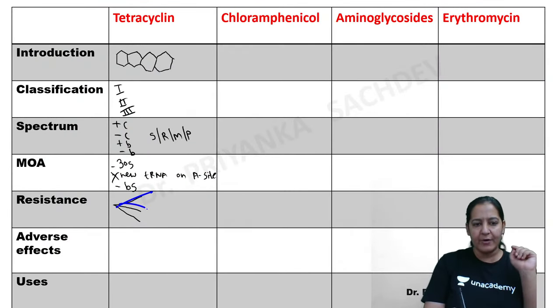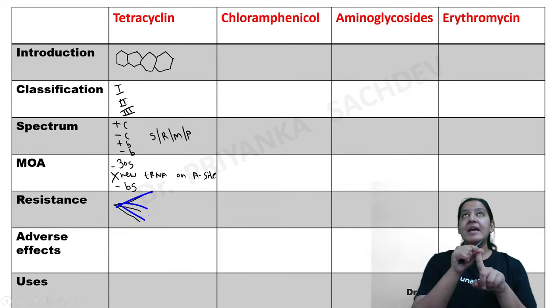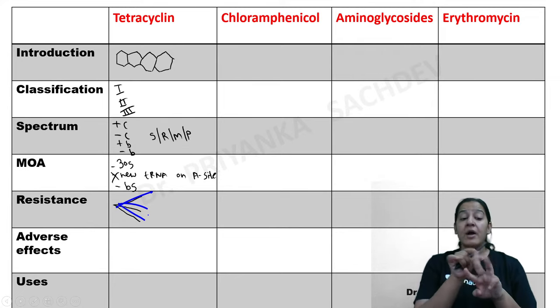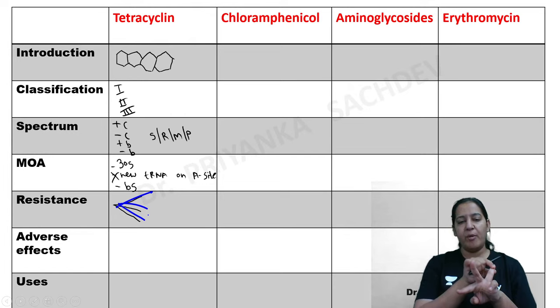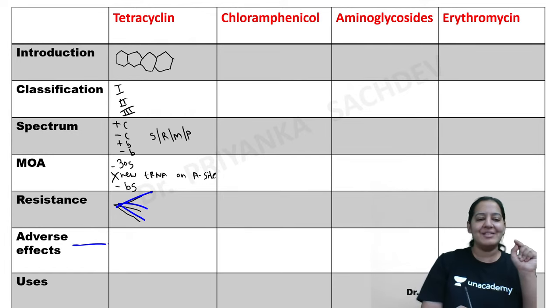I have marked three arrows here. You write down the three mechanisms. Write down first, decrease influx and increase efflux. Second, protective covering around the ribosome. Third, enzyme formation which degrades the tetracycline, the tetracyclinase enzyme.